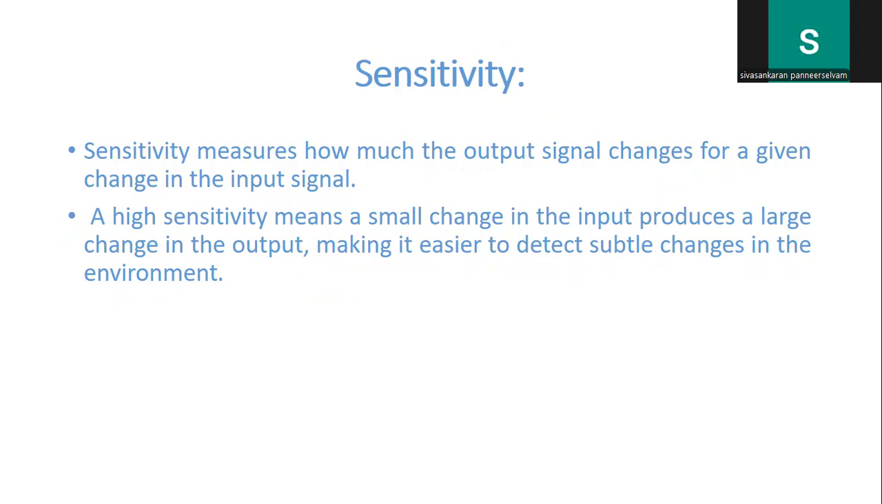How will you measure the sensitivity of the sensor used in a robotic system? Sensitivity measures how much the output signal changes for a given shift in the input signal. High sensitivity means a small shift in the input produces a large change in the output, which makes it easier to detect various changes in the environment.